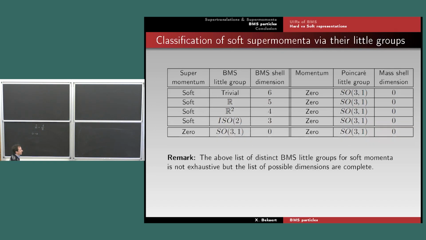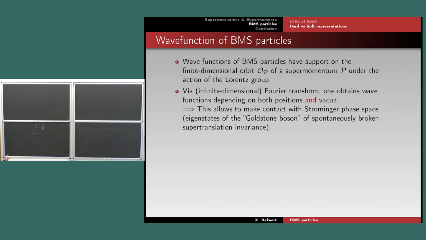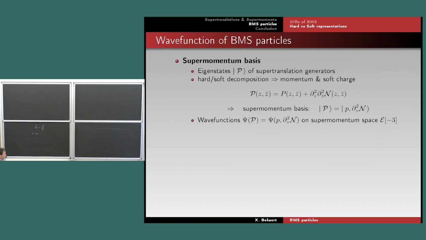Okay, so let's continue. So soft, yeah, okay, there are some possibilities, just to make contact and then conclude. So we have BMS particles which have support on this finite dimensional orbit. And if we do some Fourier transforms, then we can have various representations for them. And indeed, we try to make contact with Strominger phase space. So just to give very quickly the idea and then conclude.